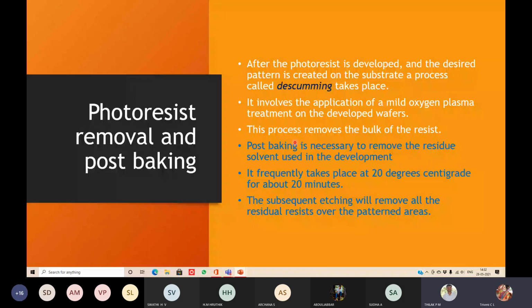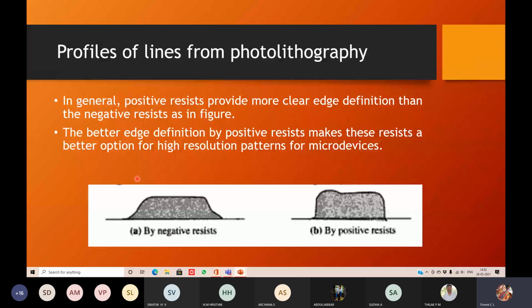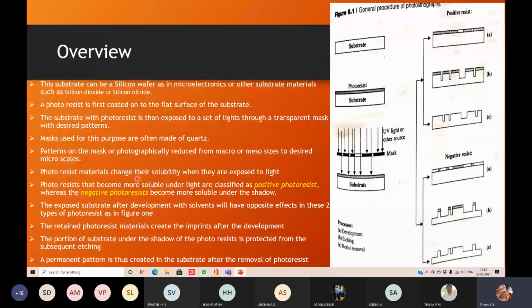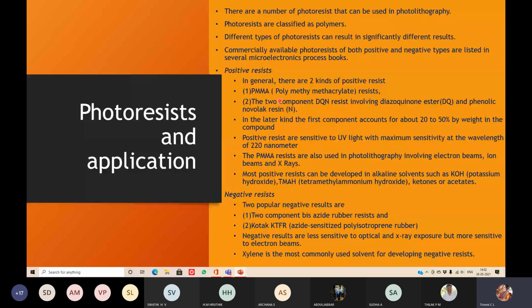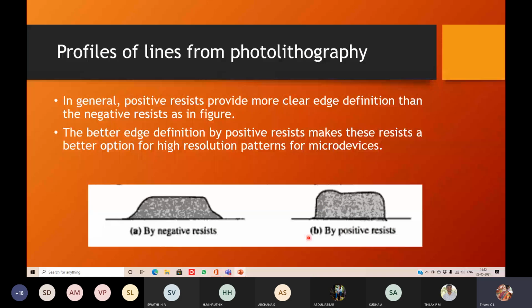So in the previous class, what we had taken? We had taken the photoresist, the light sources, and also the photolithography, how it is performed. So let me go for a quick recap of the previous class. We had taken the photolithography process, how it is performed, and later the photoresist and applications. In that, we have positive photoresist and negative photoresist.